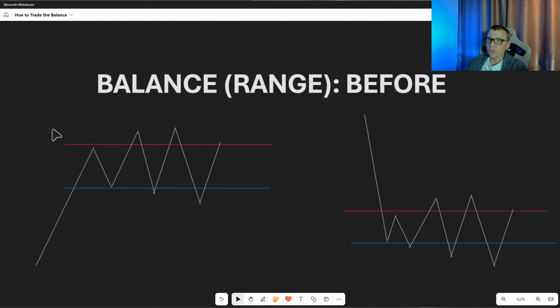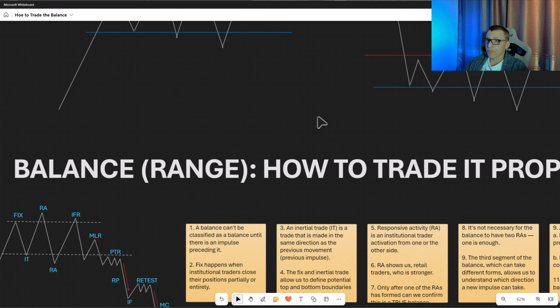What usually happens when you see a movement like this? You call it a range, a consolidation, whatever. What usually happens? You define the resistance and support levels and you wait for the breakthrough of one of the levels, right? But you never know when this break is going to happen, right? And this is exactly what we're going to fix today.